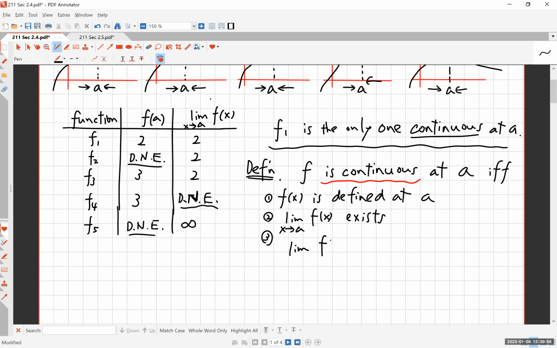The limit of f(x) as x approaches a, which by the way exists by number two, is equal to f of a, which is guaranteed to exist by number one. So three things. Actually, if you skip the first two and just say the third one, the limit is equal to the value of the function, that is all you need. Because that assumes that this one exists and this one must exist. So this is really the defining relationship for the continuity of a function at the point a.